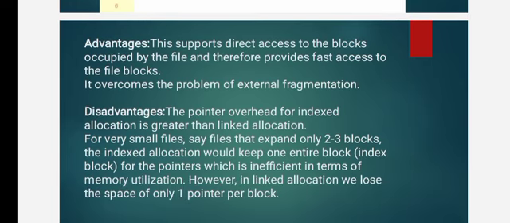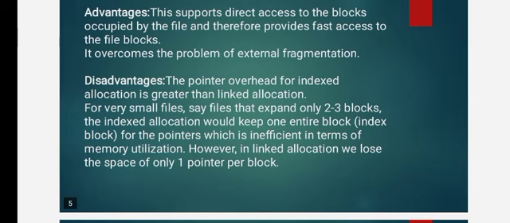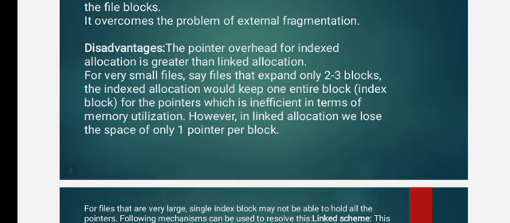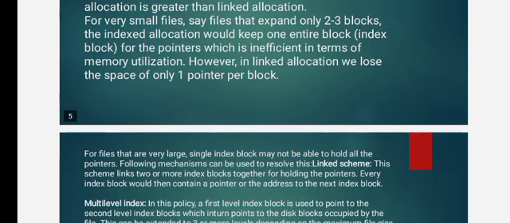Disadvantages: the pointer overhead for indexed allocation is greater than linked allocation for very small files. Say files that expand only to 3 blocks. Indexed allocation would keep one entire block for pointers, which is inefficient in terms of memory utilization. However, in linked allocation we lose the space of only one pointer per block.